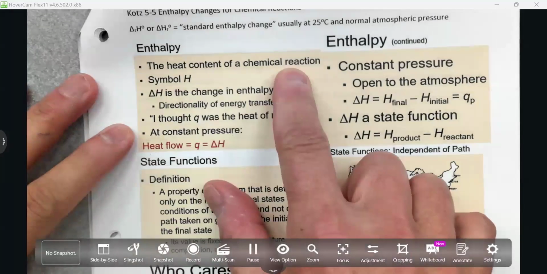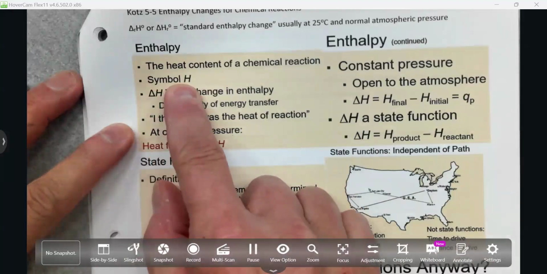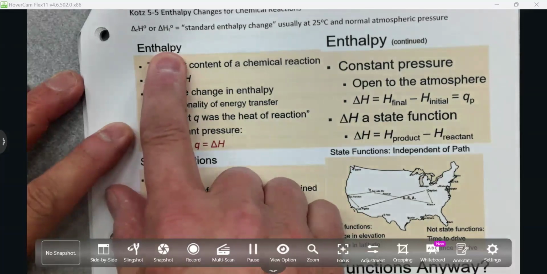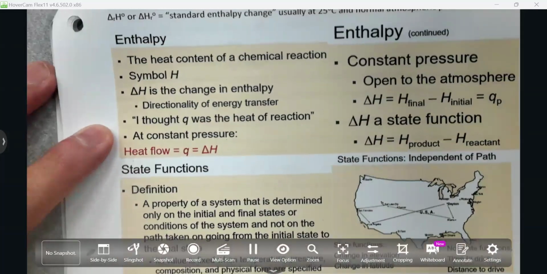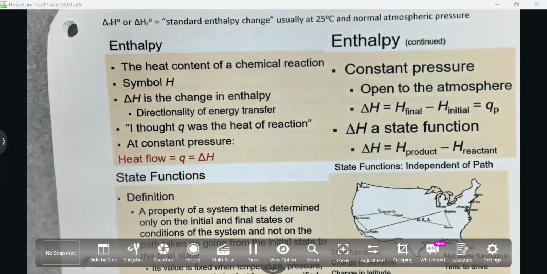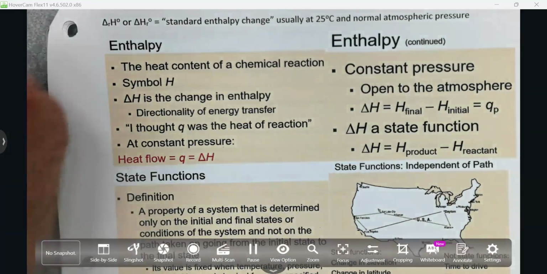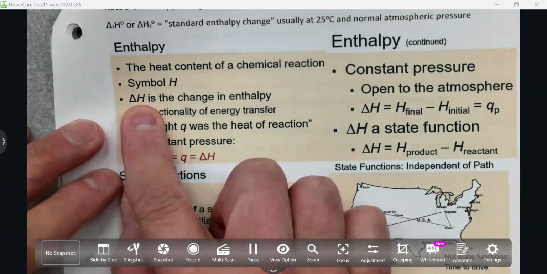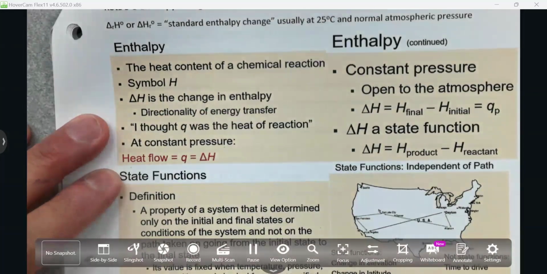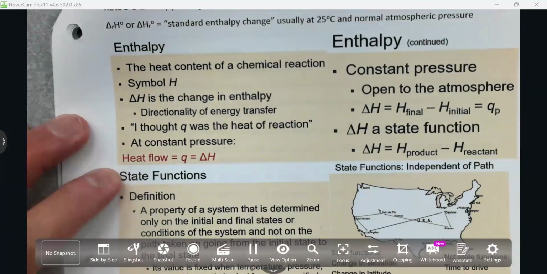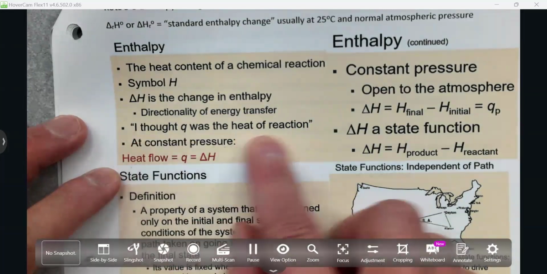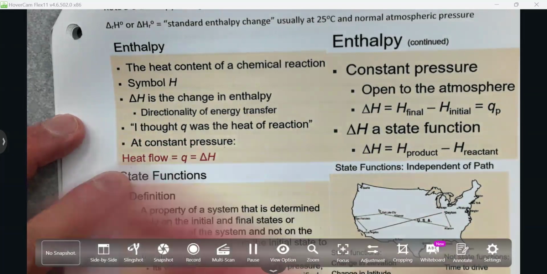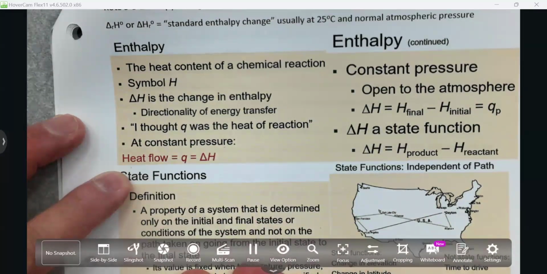Okay, now instead of Q, we have to change things because that would be too easy. The heat content of a chemical reaction is symbol H. What is the word for that? Enthalpy. Enthalpy is just the heat of reaction, right? How much heat can we get from a reaction? Delta H is the change in enthalpy. I thought Q was heat of reaction. Well, at constant pressure, Q really is equal to delta H. Delta H is enthalpy.